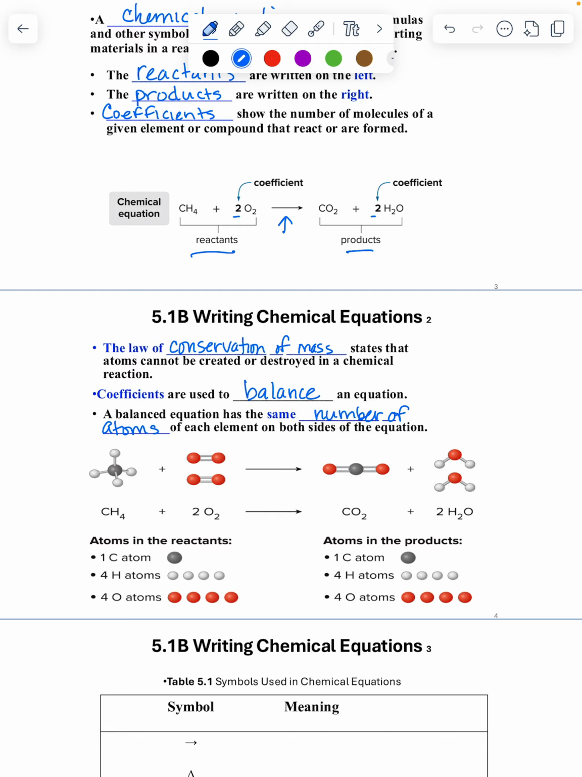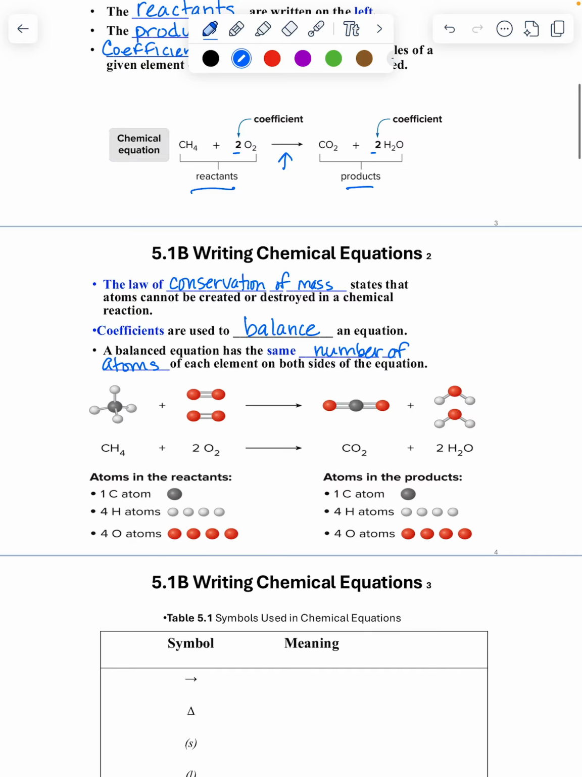So there are some examples here. Same number of atoms. According to the law, the mass has to be the same. The reactants' mass and the product mass has to be the same. So we can equate that to the number of atoms, because each element has a specific mass. And if the atoms are the same on both sides, therefore the masses would be the same.